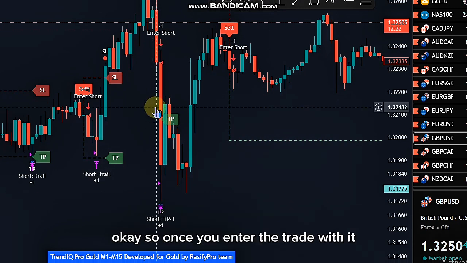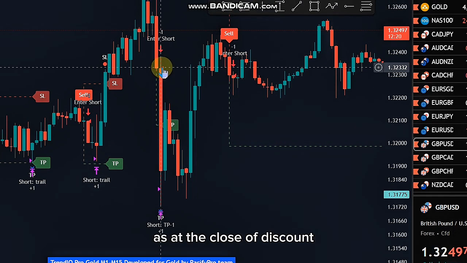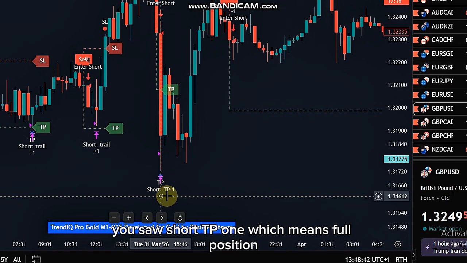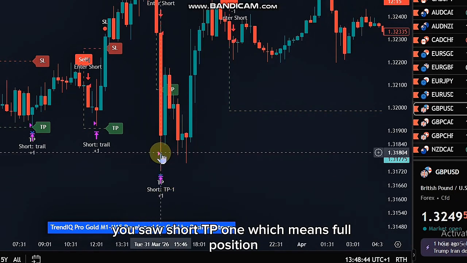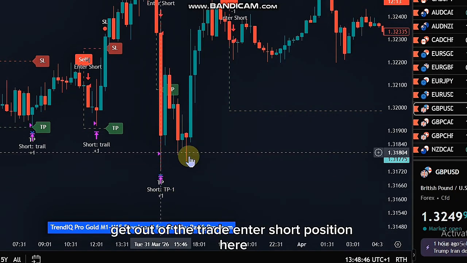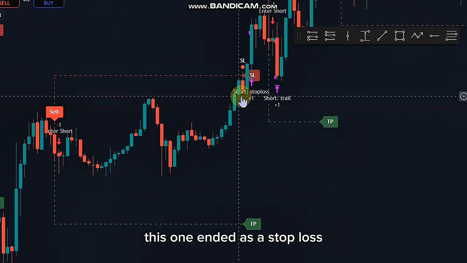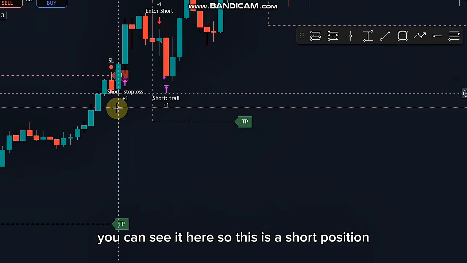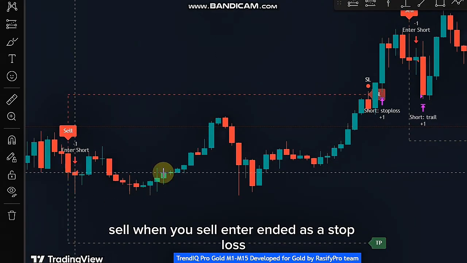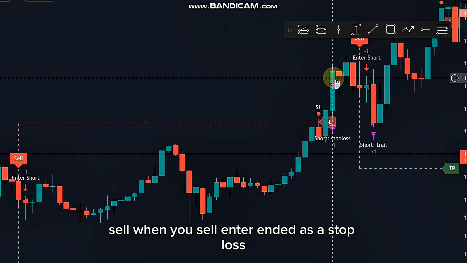Okay, so once you enter the trade with it, at the close of this candle, you enter the trade and you reach here and you see short TP1, which means full position, get out of the trade, enter a short position here, short stop loss. You can see this one ended as a stop loss. You can see it here. So this is a short position sell, but the sell ended as a stop loss.